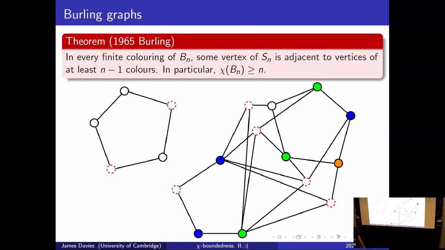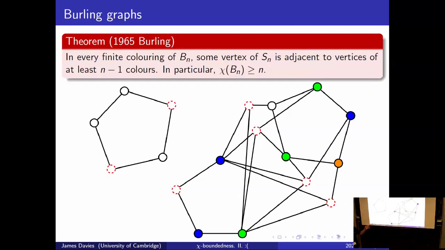Okay. So some nice things that Berlin graphs have been used for is, I think the nicest is showing that string graphs are not chi-bounded. So string graphs are intersection graphs of curves in the plane. So they're kind of like the most general class of intersection graph you can have in the plane.